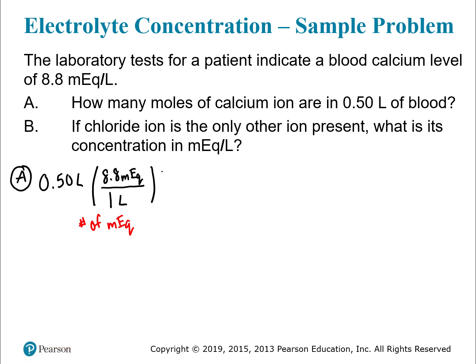Now that we've got that, we need to figure out how many equivalents that is. In one equivalent, there are 1,000 milliequivalents. Because remember, all the way at the end, we're going to get the number of moles from using the number of equivalents per mole of calcium ions.